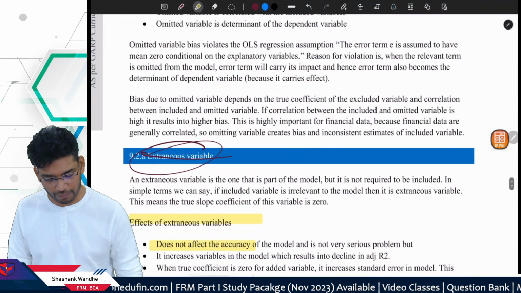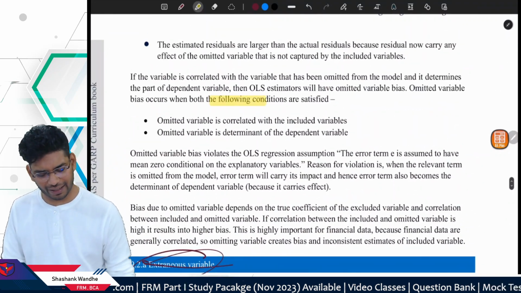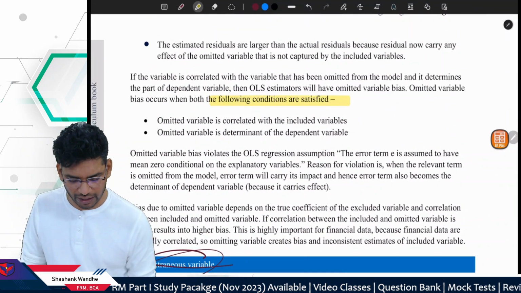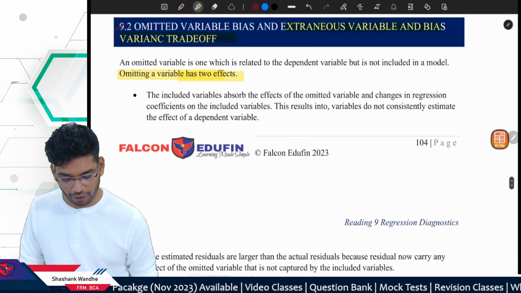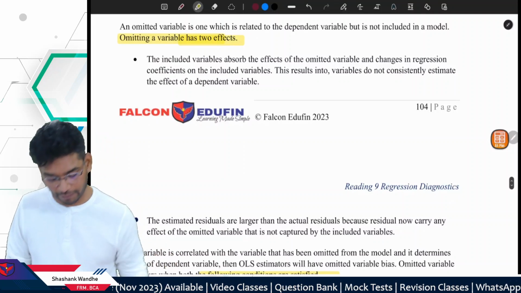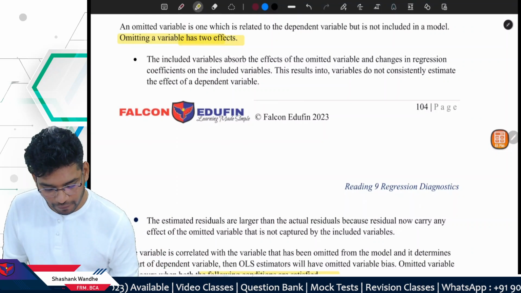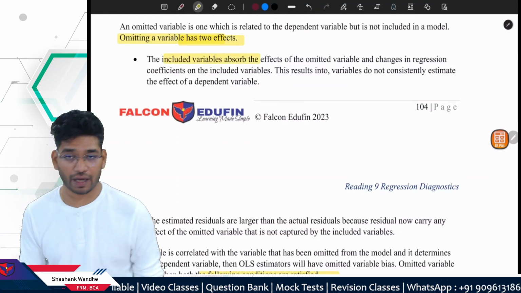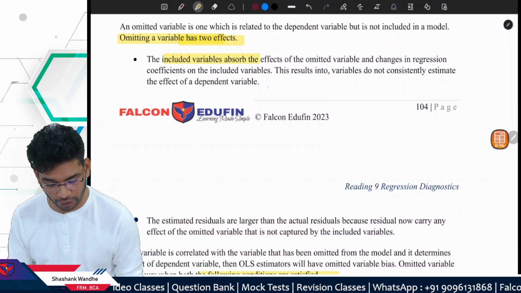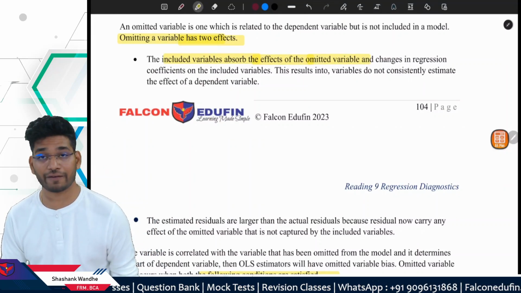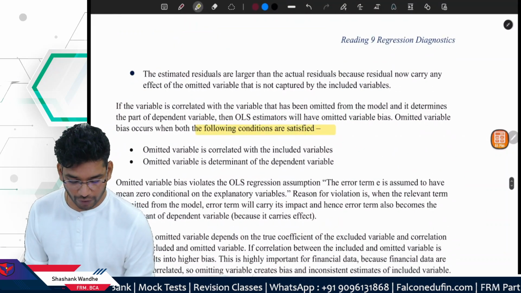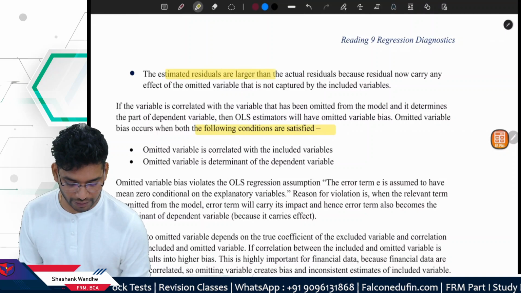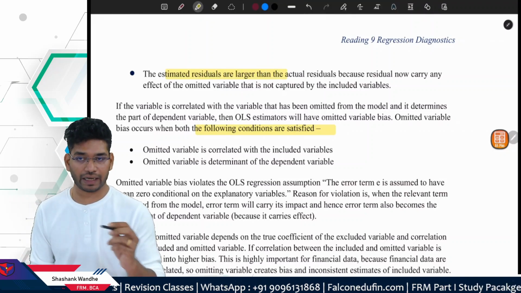You also have to remember the following conditions for the effect of the extraneous variable, and for the omitted variable. Then we have to think about what is the effect of an omitted variable. Okay, so it has two effects. First, if you are excluding an important variable, then the included variables will absorb the effect of the omitted variable. Then it will change the regression coefficient, and it will also impact the residuals, and the residual becomes a predictor of the y.